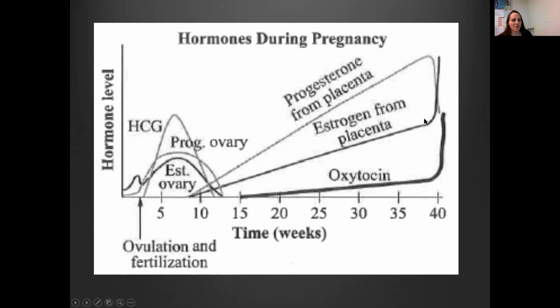You might also be able to make out that at that same time, right kind of when labor is happening, you'll have a big spike in the amount of estrogen and a big drop off in the amount of progesterone. And we're going to talk later about why that happens.